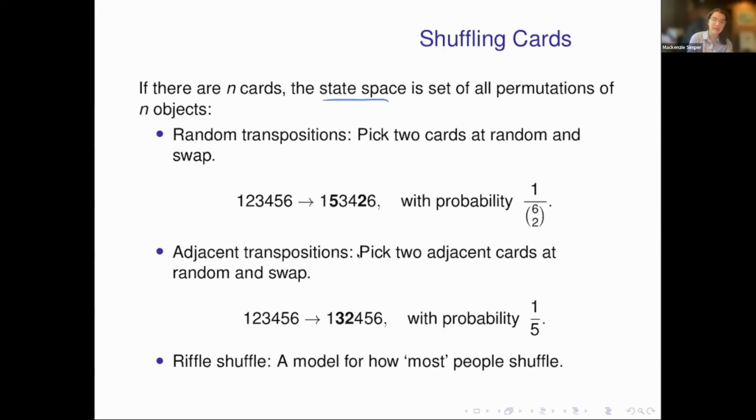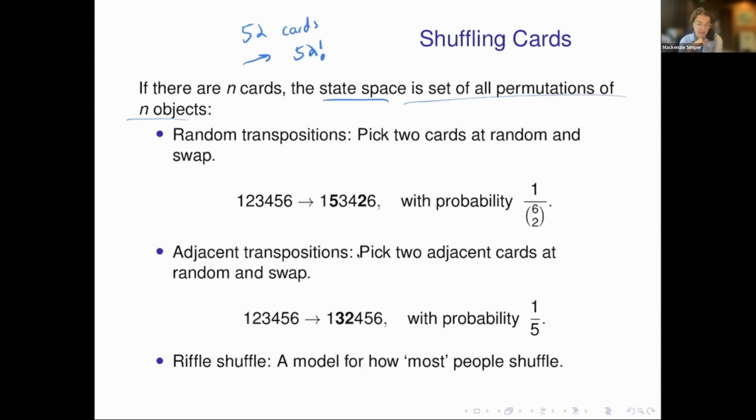The state space is kind of interesting. It's the set of all permutations of n objects if you have n cards, so how many different ways you can arrange them. Like in your standard deck of cards, you have 52 cards, so the size of the state space is 52 factorial. It's a huge state space.